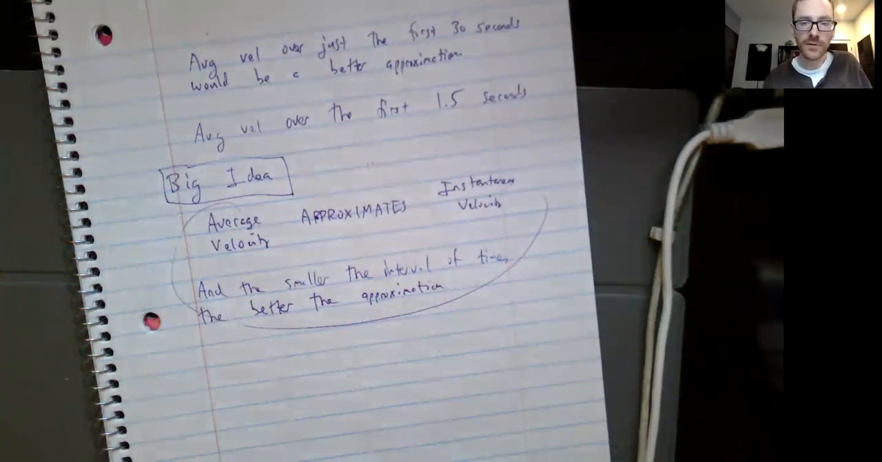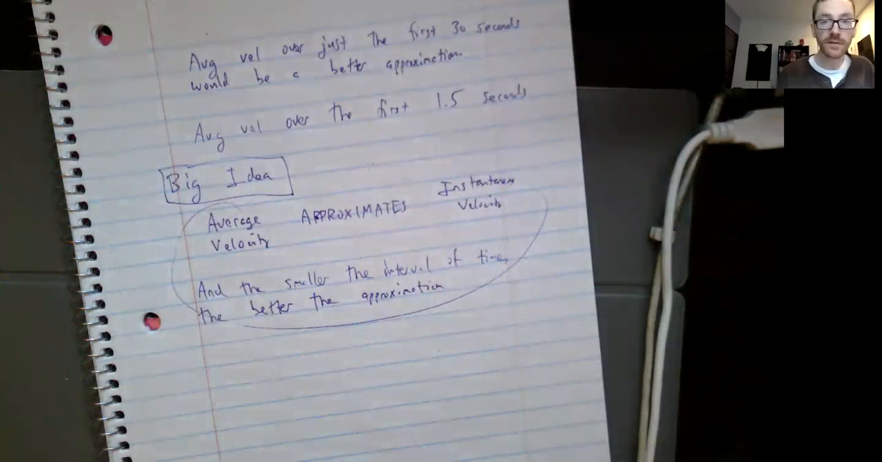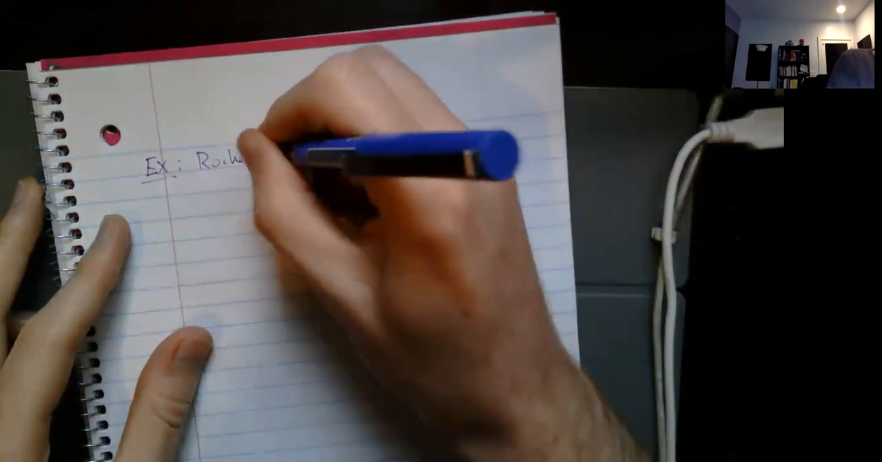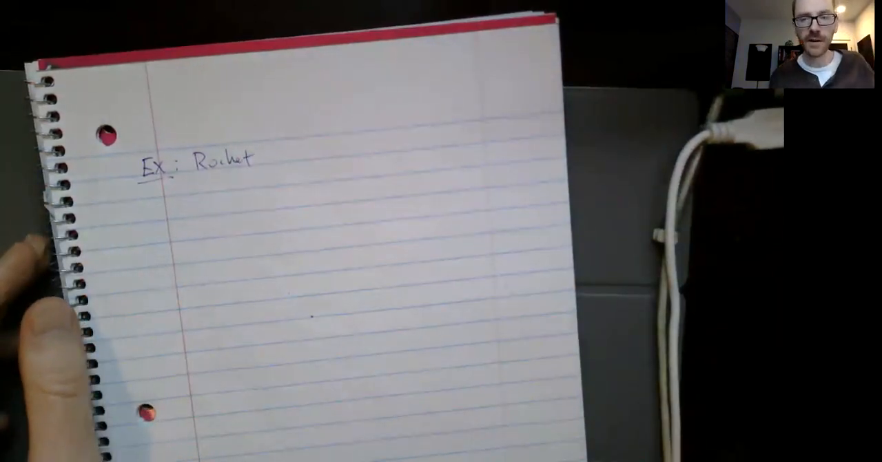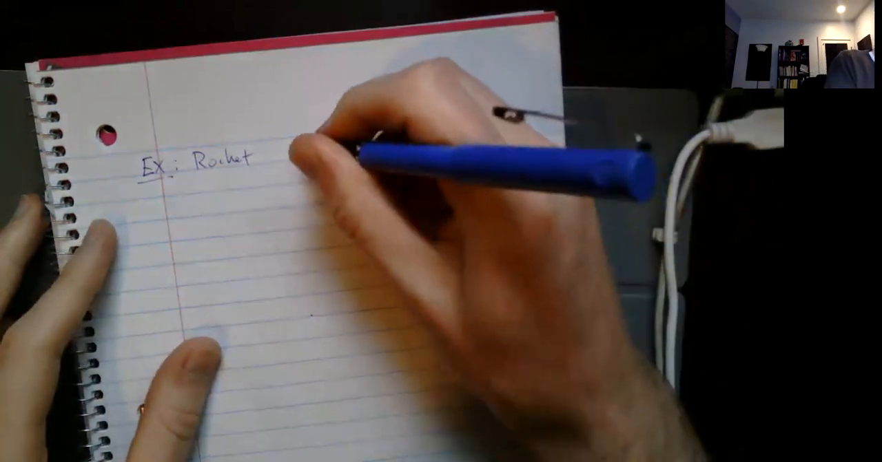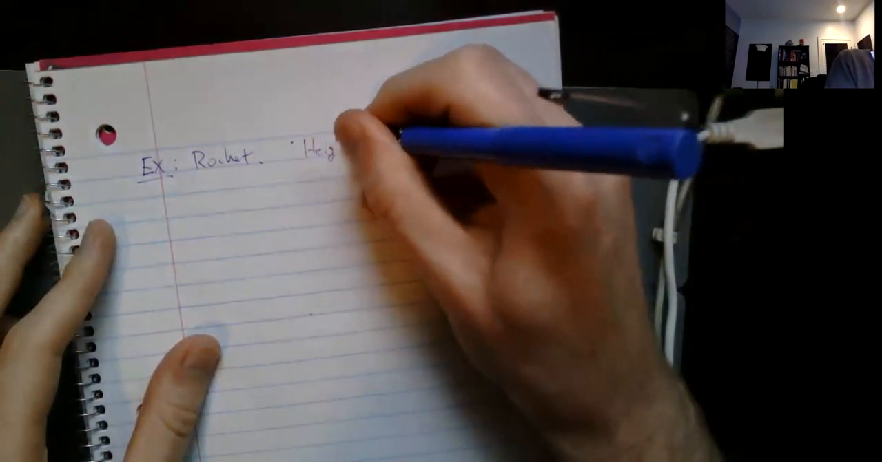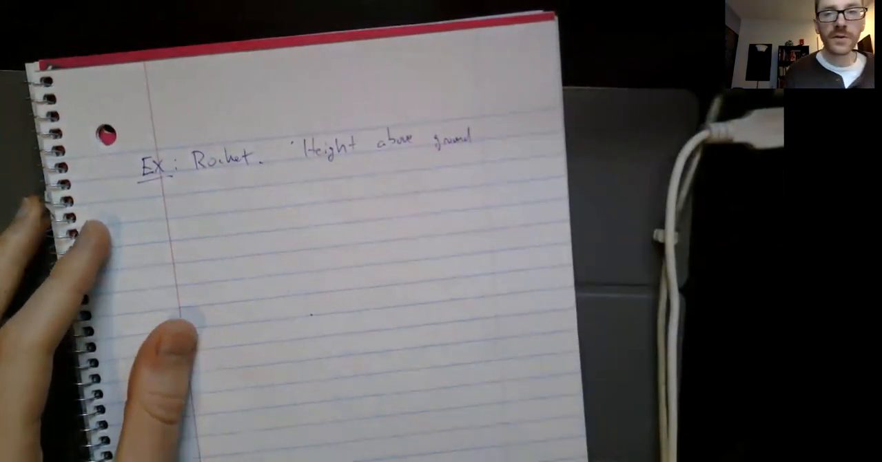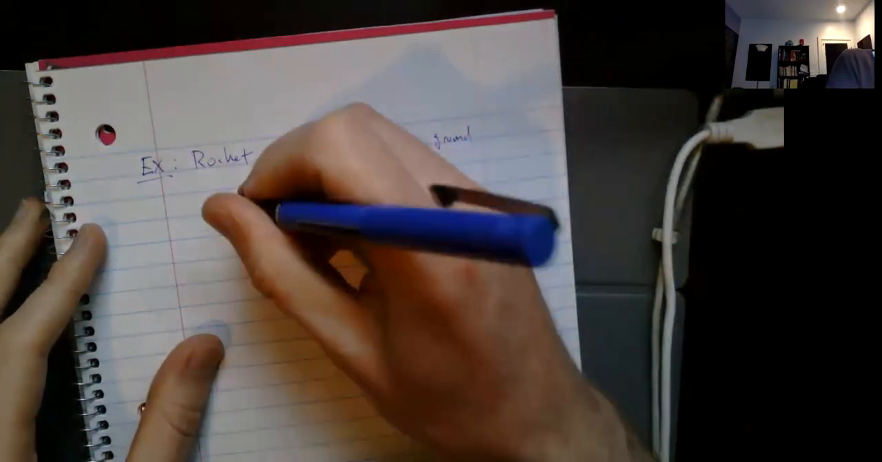But to make that a lot more concrete, I've got to use a more mathematical example with some actual numbers. So let's do an actual problem. Let's say that you have a rocket, a toy rocket, and let's say that the height of this rocket above the ground is given by the following function.